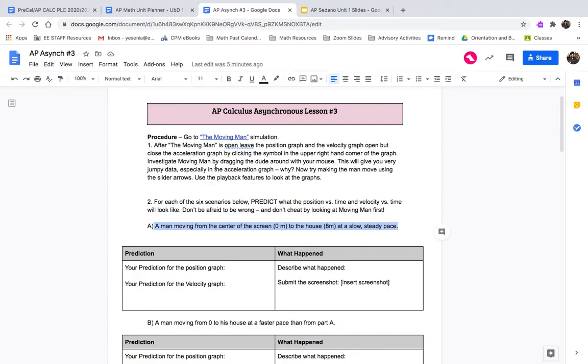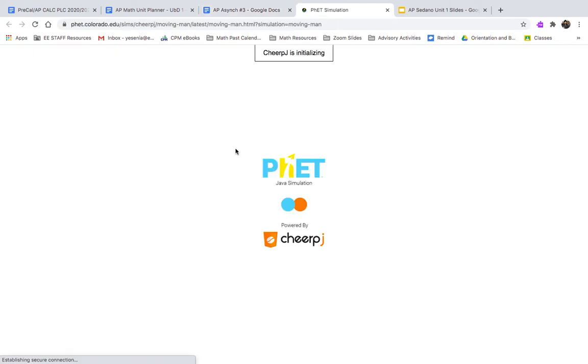You're going to be moving the moving man by moving around your mouse. Again, it's going to be very tricky because it depends whether you're using a mouse or a pad to draw your graphs. But let's take a look. I'm going to go ahead and click here to the simulation. It will take some time to load.